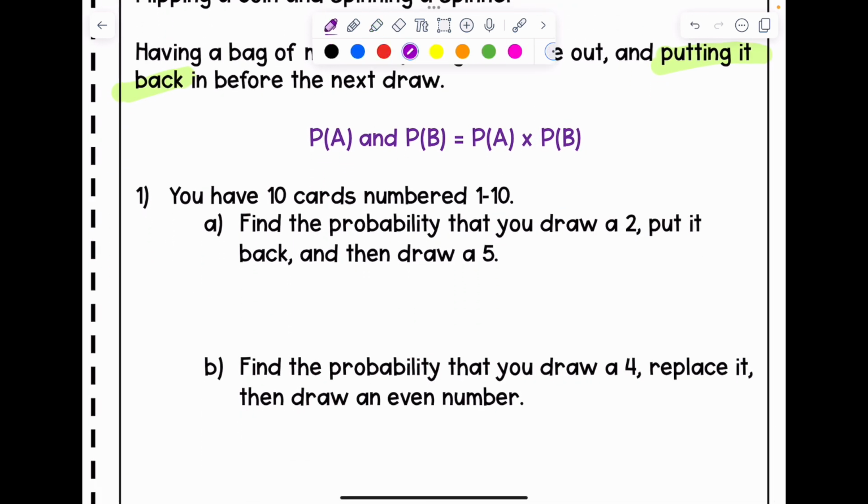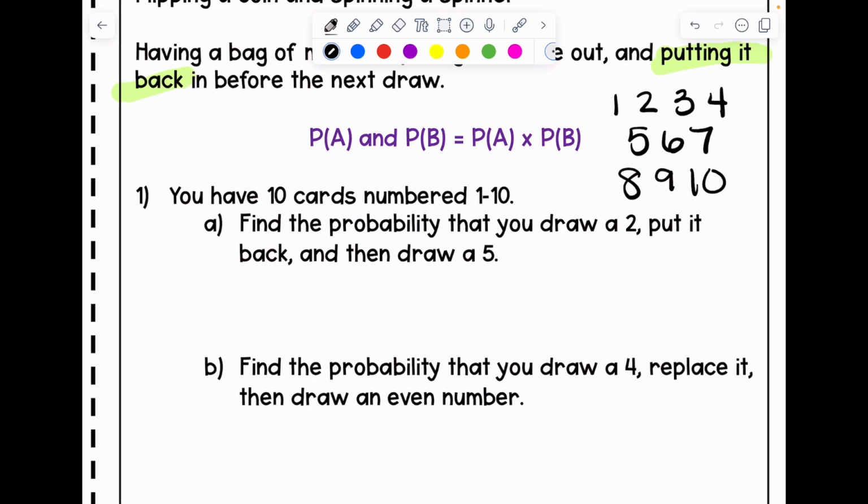So if we had 10 cards numbered 1 through 10, and I'm going to write the numbers 1 through 10 over here really quick. All right, find the probability that you draw a 2, put it back, and then draw a 5. So what we actually want to do here is find the probability of a 2 and then the probability of a 5. So we're going to look at these two separate events. The probability of drawing that 2 would be 1 out of 10.